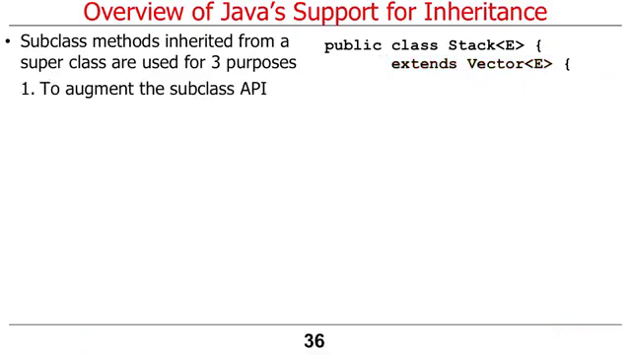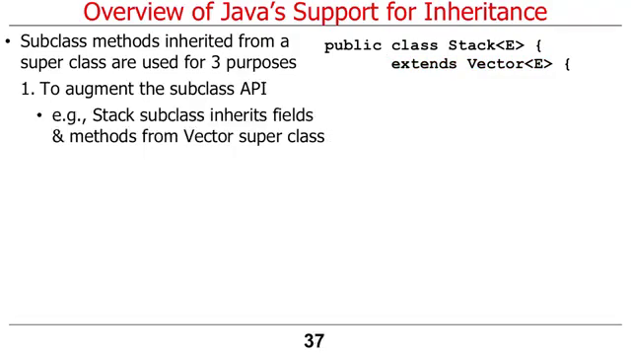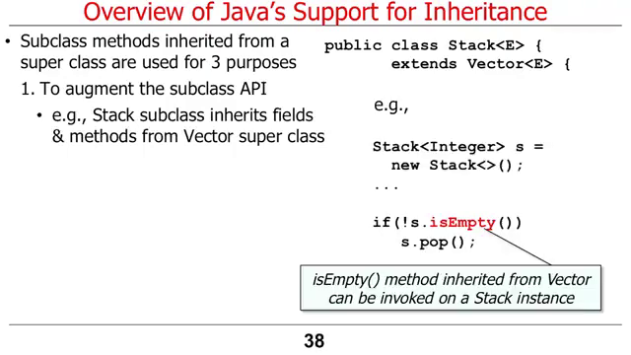The first purpose for extending a superclass is to augment the methods defined in the subclass API. For example, the stack subclass inherits fields and methods from the vector superclass. This code snippet shows how the isEmpty method inherited from vector can be invoked on an instance of stack to determine if the stack is empty or not.